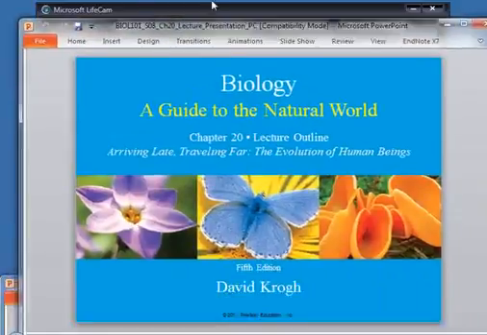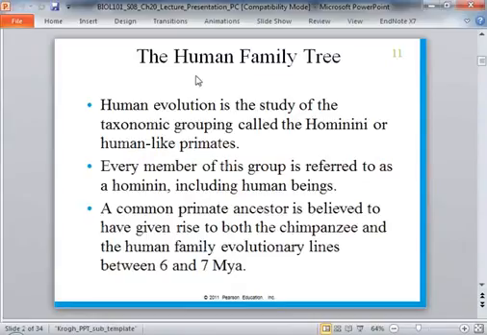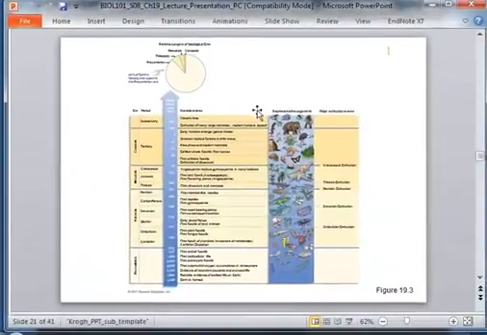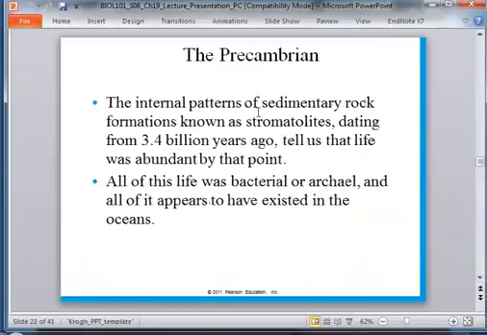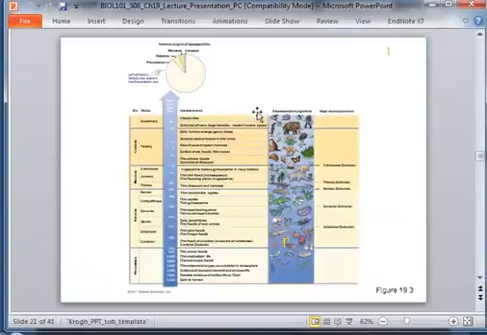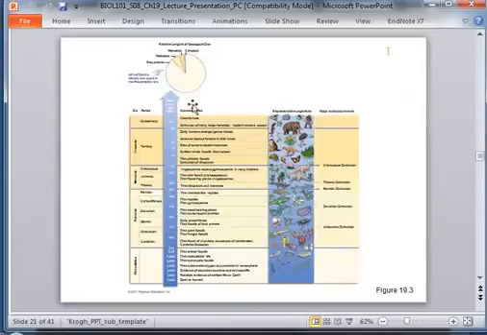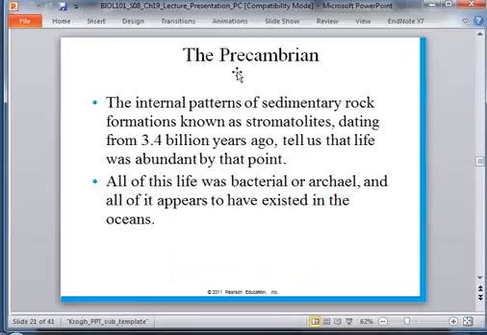Oops, jumped into the wrong lecture there. Sorry, now we're going to go through kind of the different eras, starting with the Precambrian. And so we're going way back here, and we're going to kind of work our way up through some major developments in each of these times.